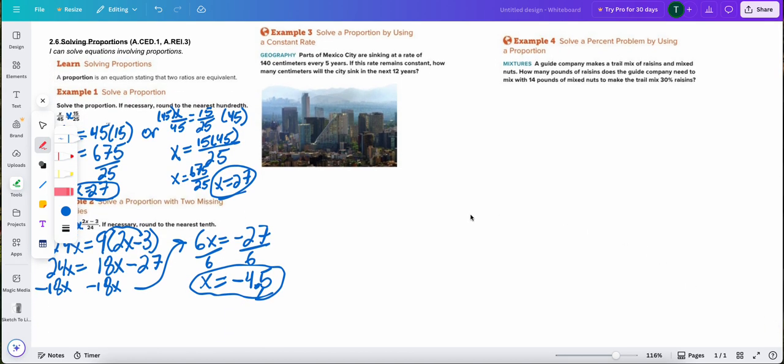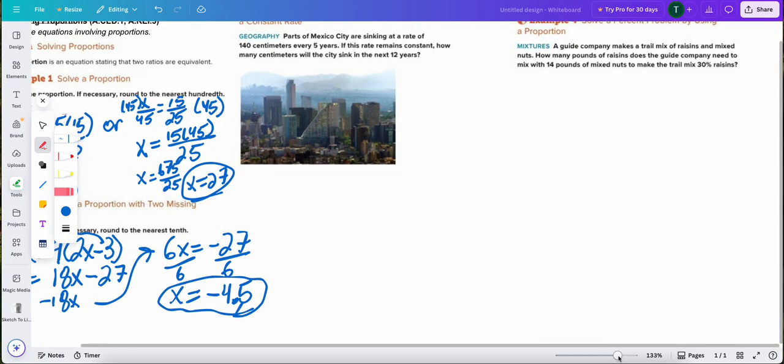So for example 3 here, it says parts of Mexico City are sinking at a rate of 140 centimeters every 5 years. If this rate remains constant, how many centimeters will the city sink in the next 12 years? So you'd want to set up a proportion. I'm going to do my proportion as centimeters over years for both sides.